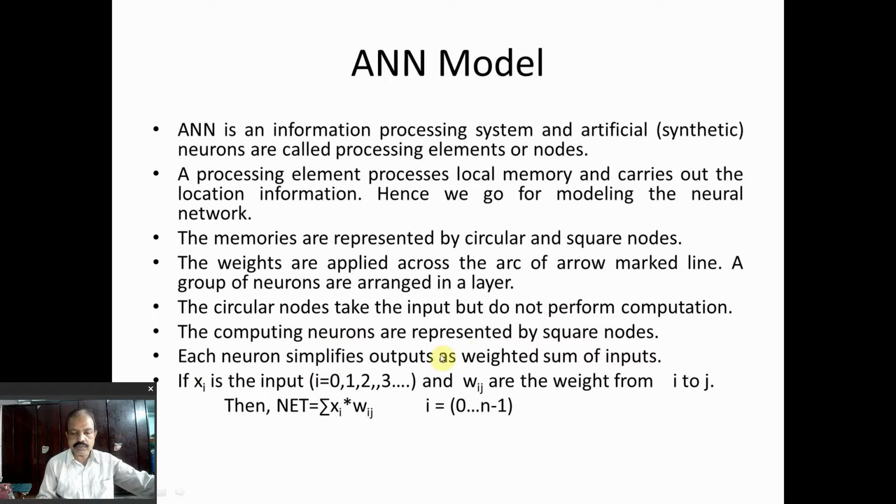Each neuron simplifies its output as a weighted sum of the inputs. Suppose xi is the input, where i is equal to 0 to some finite number n, and wij is the weight from i to j. Then the net output is equal to the summation of xi into wij. So the input and weight are multiplied and summed, and that is represented as the net output. This is the concept we know. Then immediately it comes how we model these things.